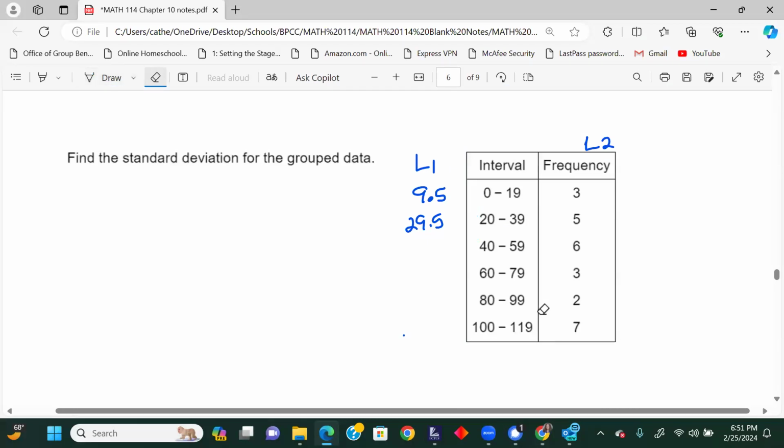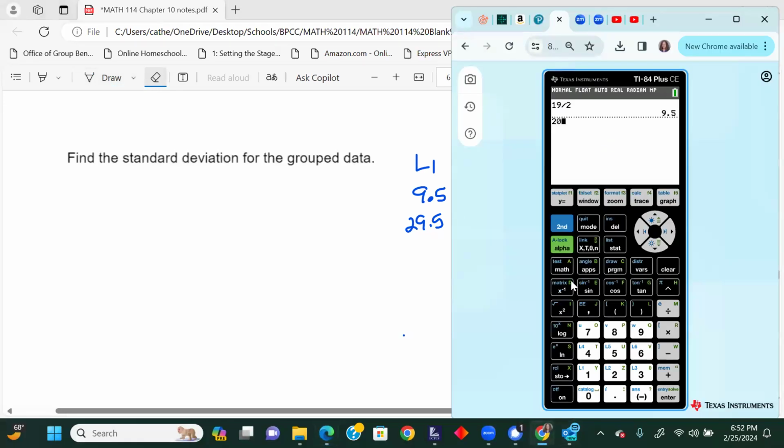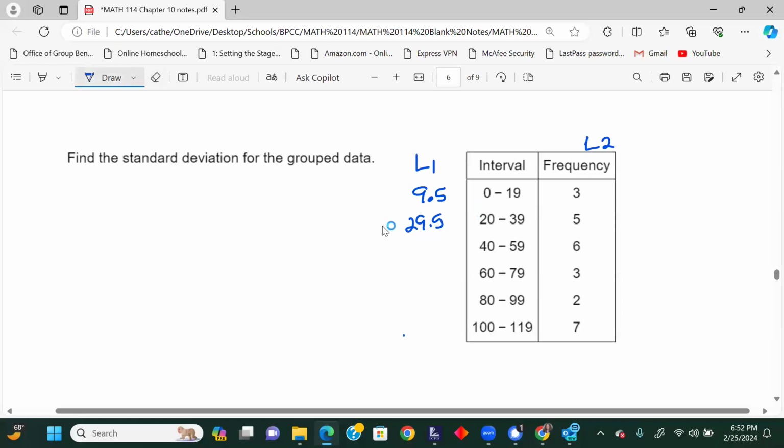So to do that, if you wanted to do it the long way, you would do 20 plus 39. Then divide that by 2, gives you 29.5. So that's how you would find the midpoint. You take 40 added to 59, divide by 2, you'll get the midpoint. But I know each interval is jumping by 20, so I can just keep adding 20. 69.5. So these are the values you're going to put into L1.